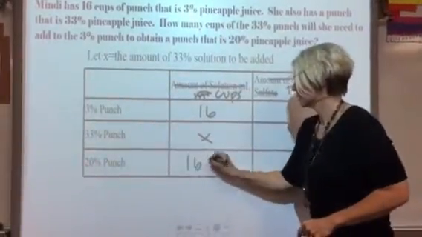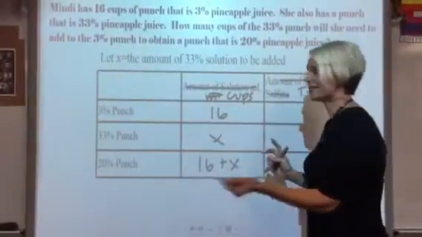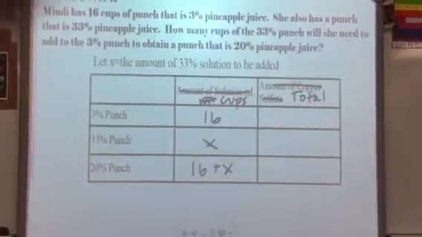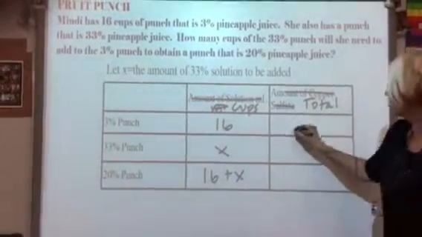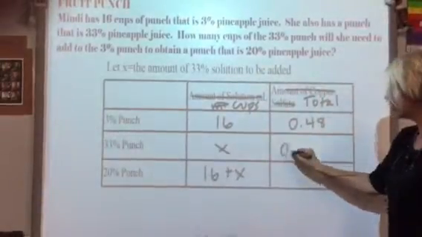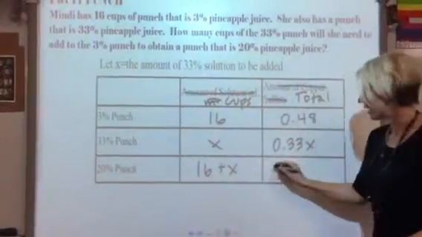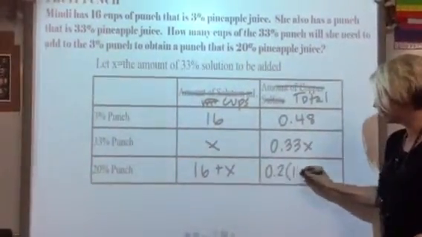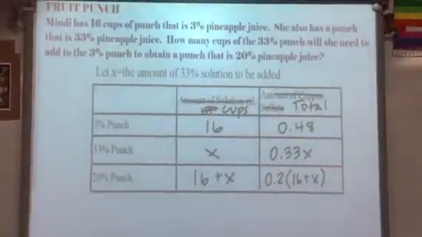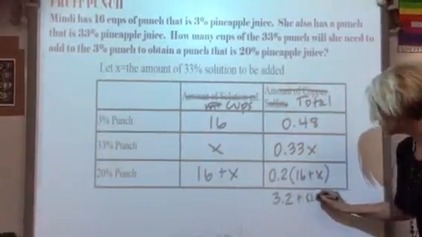16 plus X. Now, to find what my total would be, I use my percents. Find 3% of 16. Just take 3% times 16. That would be 0.48. 33% of X is 0.33X. And then this 20% of punch would actually be this, but we have to distribute it, multiply it out. And when you distribute it, you get 3.2 plus 0.2x.